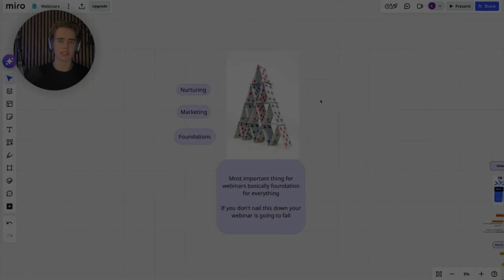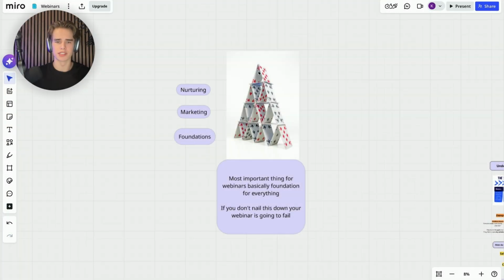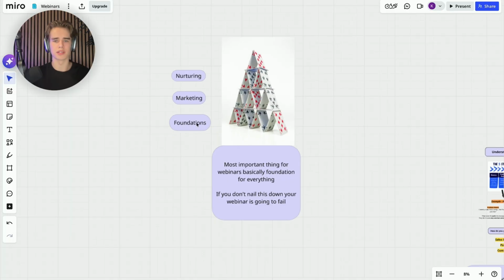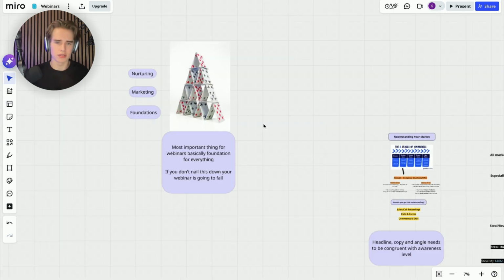Just to put this into perspective, I like to think about webinars as a card stack. The bottom row being the foundation, then the second row being the marketing and nurturing, webinar day, presentation, etc. But if the foundation, the main headline offer, isn't in place, everything is gonna collapse and you're gonna be losing a lot of money because you didn't do the foundation properly. So now that you understand why the foundation is so important, I'm gonna show you guys how to actually build it and how to make it bulletproof so you can make a lot of money.